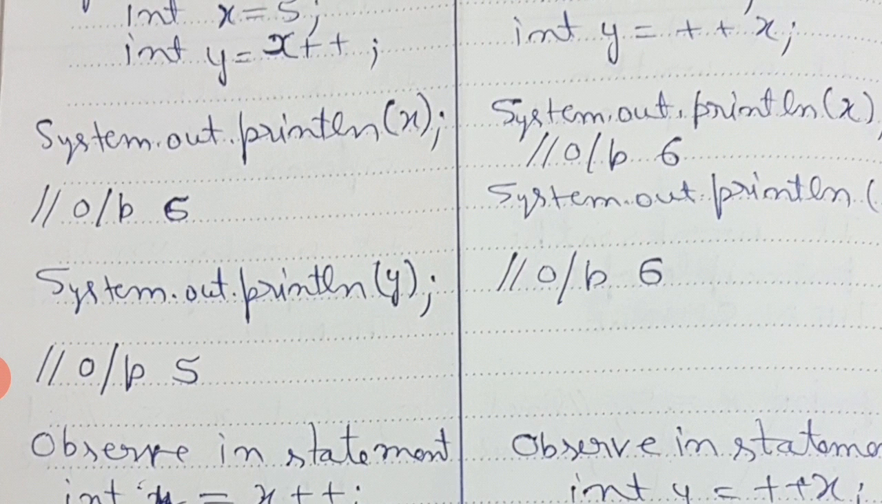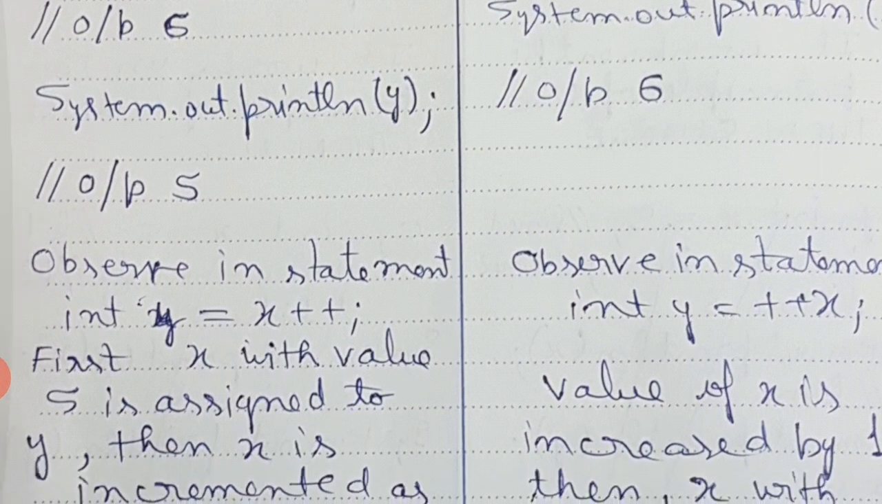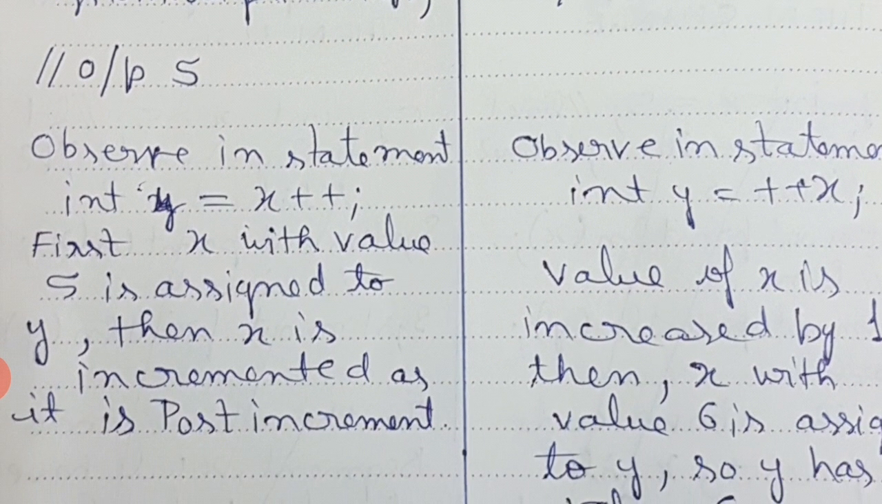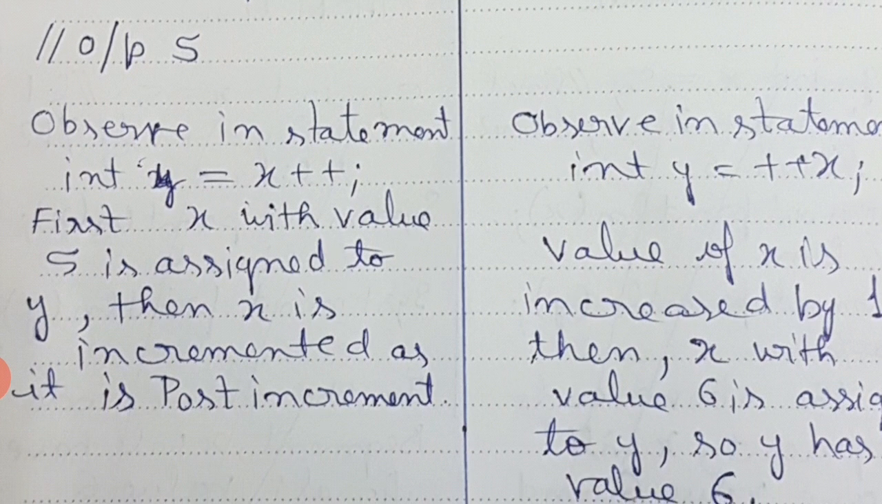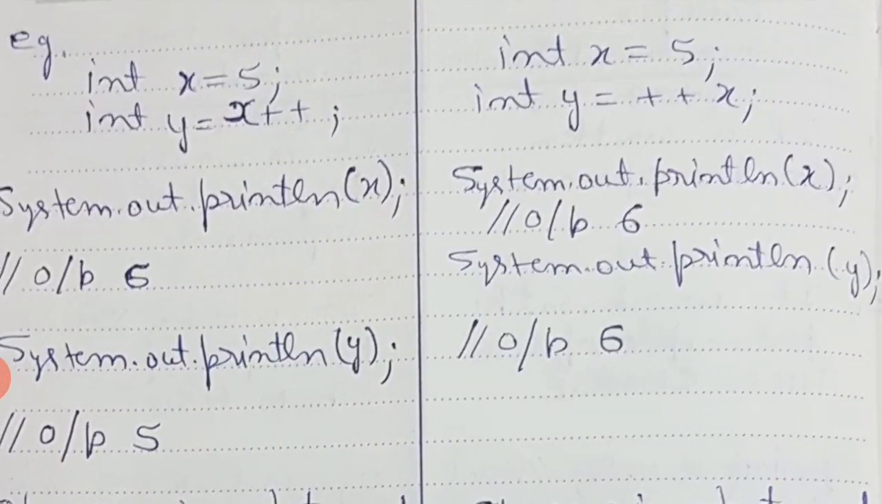So y gets the previous value of x, the initial value of x, that was 5, so the output will be 5. Then observe the statement int y equal to x plus plus. So here the statement is important. Again I am reading, first x with the value 5 is assigned to y, then x is incremented as it is post increment. Now I am coming to the other side, that is the prefix form or prefix increment operator.